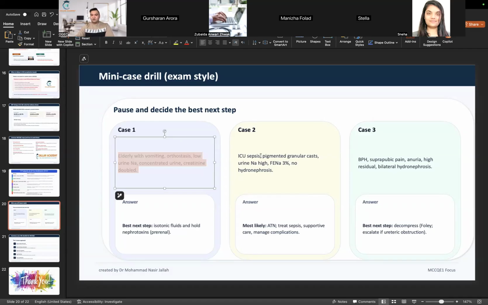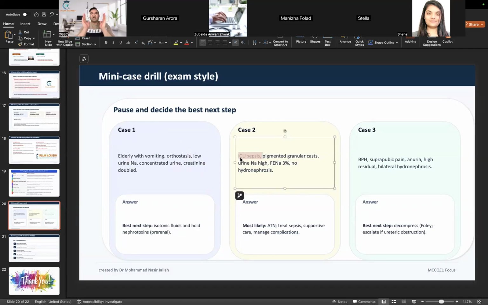Now, case number 2, I have sepsis. If you have sepsis, think about pre-renal and renal. Pigmented granular cast. If it is pigmented, it's not pre-renal. Pre-renal is usually bland, so pre-renal is out. Now I have pigmented granular cast, which is usually acute tubular necrosis. I know this because I memorized the sediments.